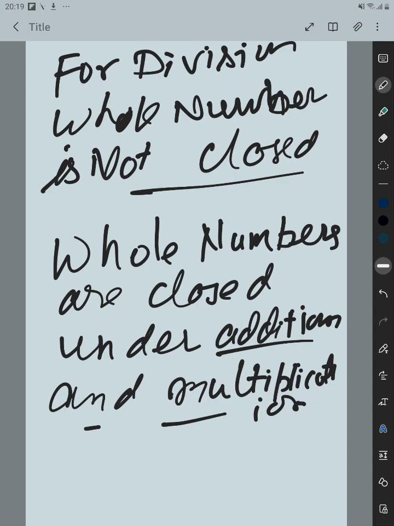There are other properties of whole numbers that we will take in the next video, that is commutativity and associativity. We will take this in the next session, so you will understand what this is. So we begin in the next session.